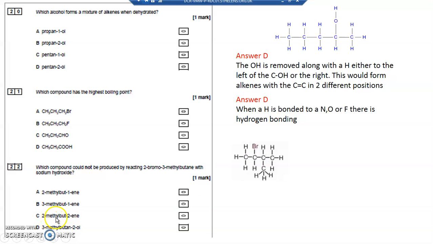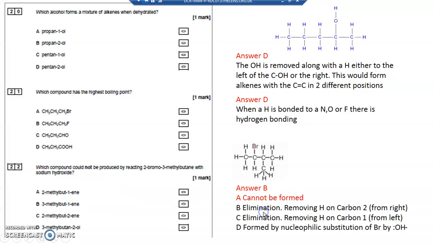So I could end up with 2-methyl-butene. I'm counting from the other way now. 1, 2, 2-methyl and the double bond at carbon number 2 as well, so in between carbon number 2 and carbon number 3. So my answer is A. A can't be formed, 2-methyl-butene. Sorry, the answer is B, cannot be formed. So the answer is A. 2-methyl-butene, it should say answer A, cannot be formed.